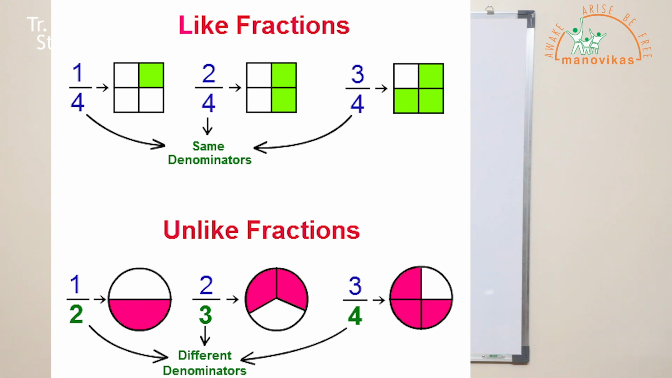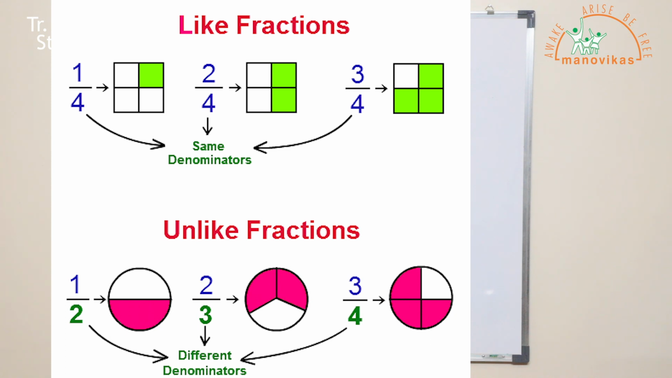Such fractions are called like fractions. Then we have unlike fractions. Now look carefully at the circles below. There are three circles. The first circle is divided into two parts. The second circle is divided into three parts. And the third circle is divided into four parts. The first circle is expressed as the fraction 1 upon 2, since only one part is shaded. The second fraction is expressed as 2 upon 3 and the third one as 3 upon 4. Now all the three fractions have different denominators. Thus they are called unlike fractions.